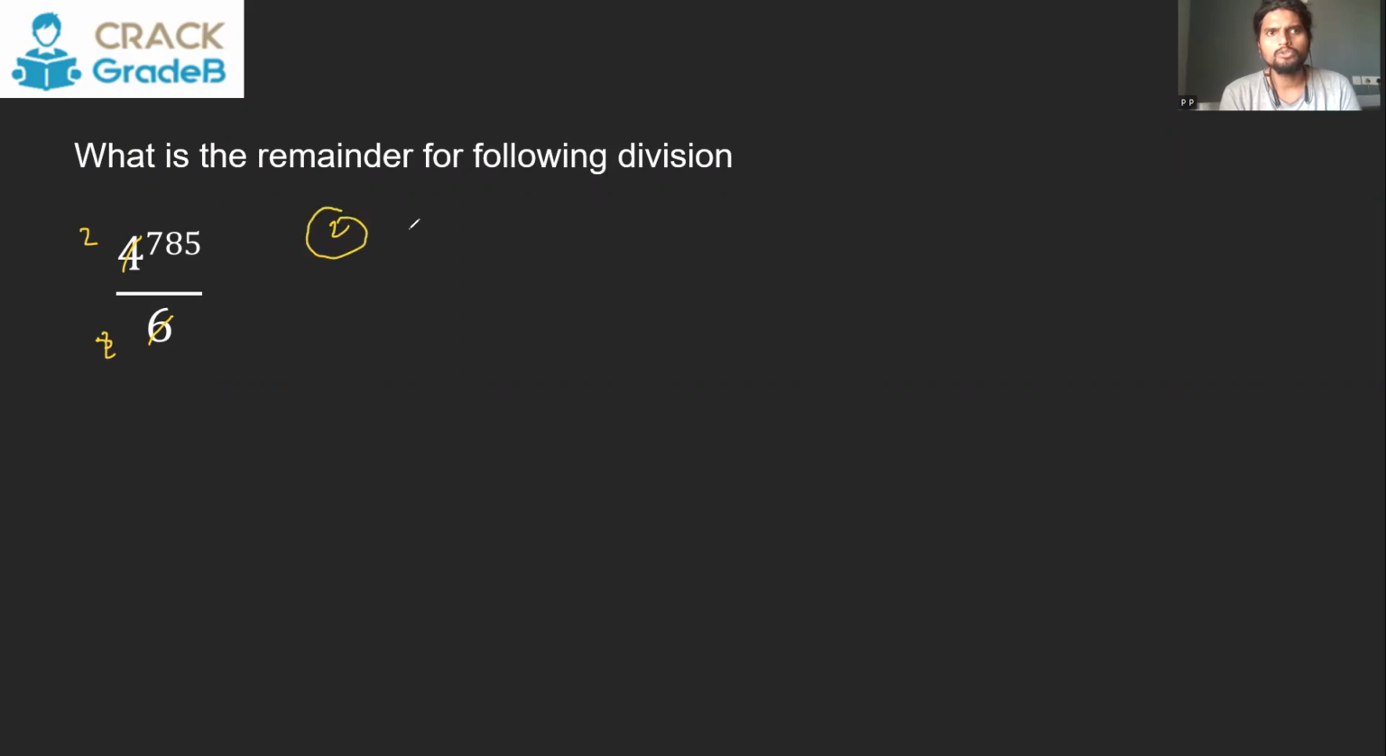So we are cancelling out 2. So it will be 2 into 4 raised to the power 784. Because one of the 4 we took out and 2 will be cancelled out of it. And in the denominator, it is going to be 3.